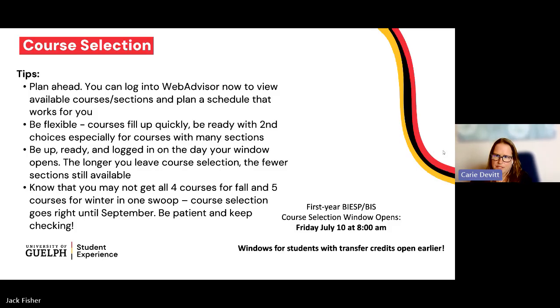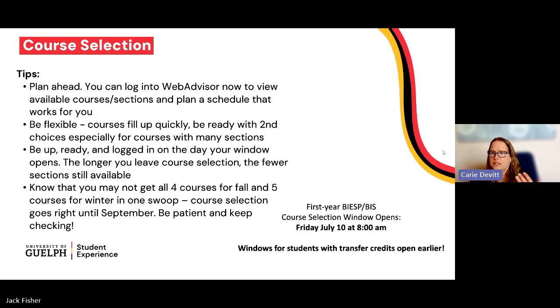When you're planning for your courses on WebAdvisor, I always advise students to have second or third options available for each course section that you're planning. So in case when you go to actually register, the section that you're hoping for has filled, I'm hoping that you can have a second or third backup plan in mind to be a little bit quicker at getting your second or third choice. The longer you leave course selection, the fewer sections are going to be available. So if you aren't able to get on and register on July 10th and you wait, your options are going to be far more limited.